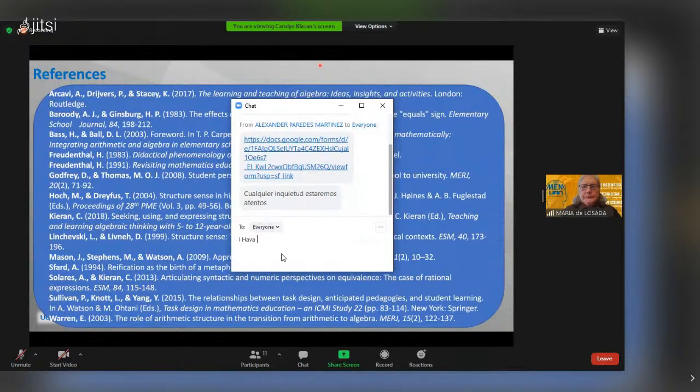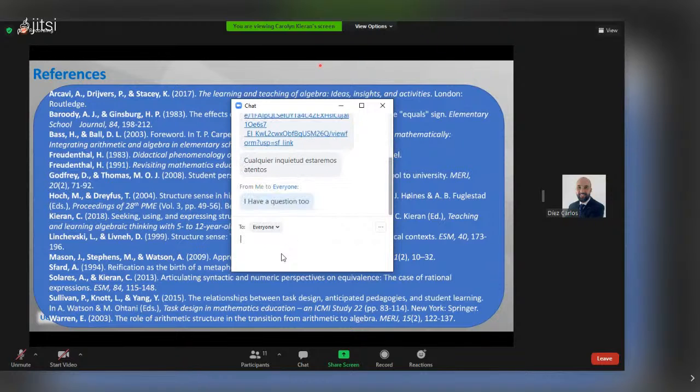Professor Kieran, thank you for your intervention. Please, the research somehow showed that some students prefer one of the two dimensions, computational or structural, to understand expressions. They prefer one, or they take the two dimensions.